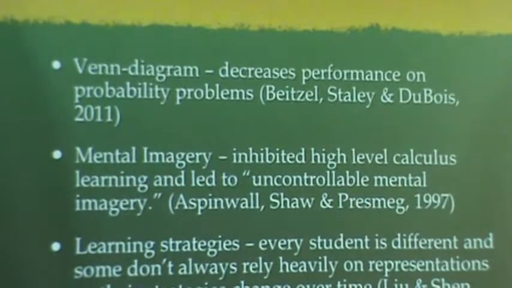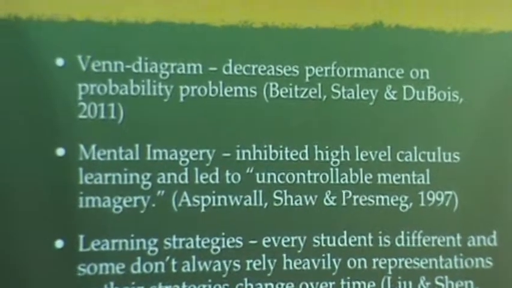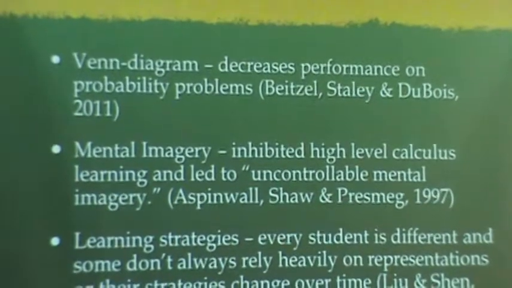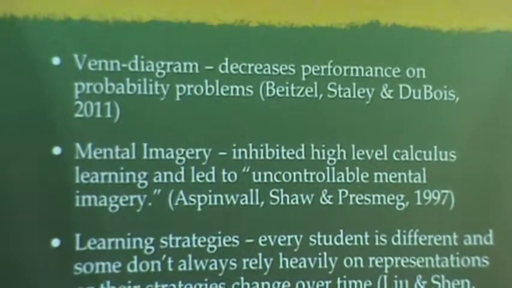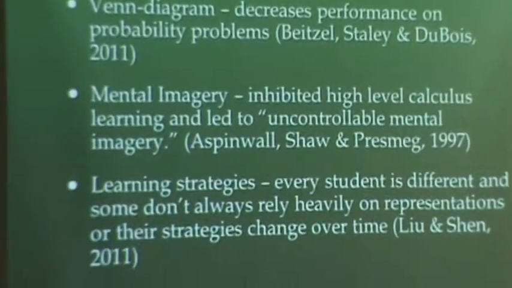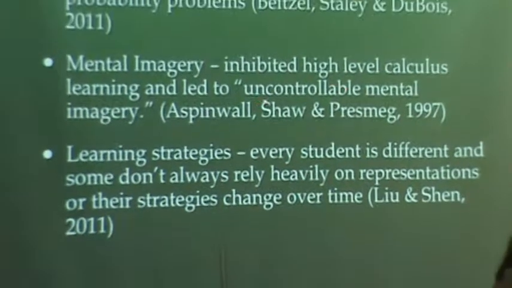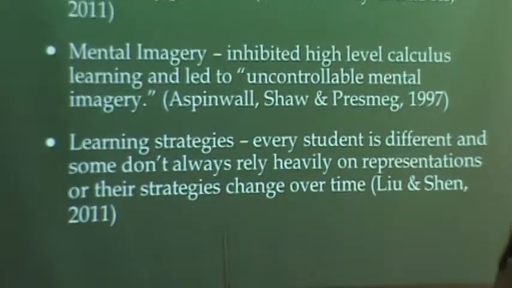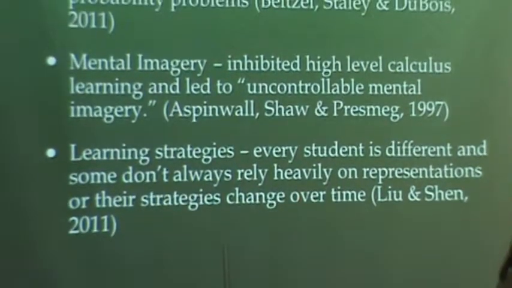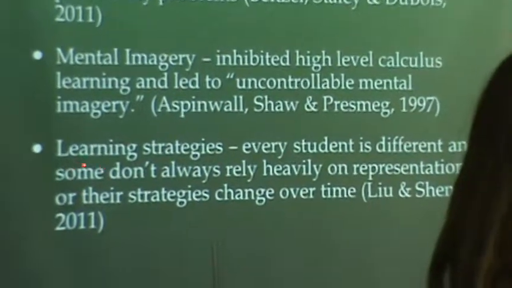Mental imagery. There's a calculus teacher who tried to use some sort of mental image at the beginning of a unit. Later, when they were moving on in the unit, that imagery was no longer useful, but the students had it stuck in their head. They couldn't get it out of their head. They called this uncontrollable mental imagery because they moved on when it wasn't useful for them. And they scored lower than the group who never had that.